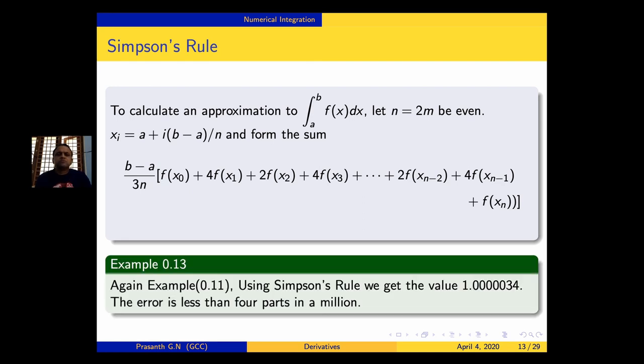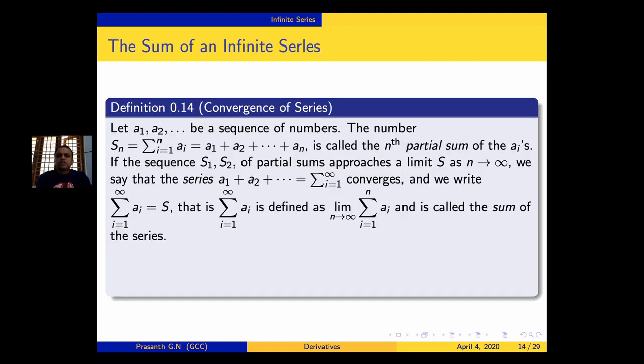Again, using the same example, the integral 0 to pi by 2 of cos x dx, you can see that the value is 1.00000034. See that it is actually much closer than the previous examples. Now let us see what the sum of an infinite series is. We define convergence of a series first.